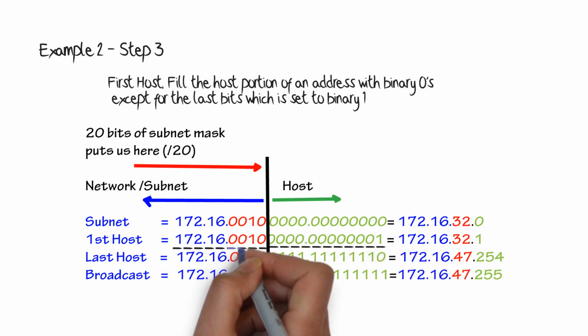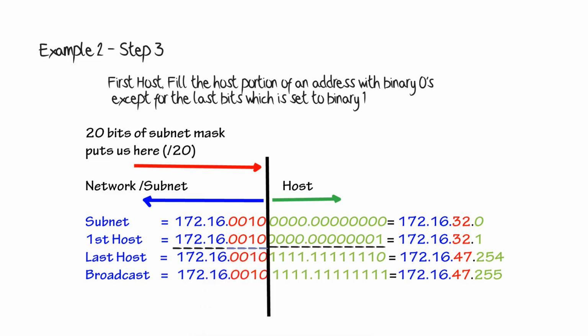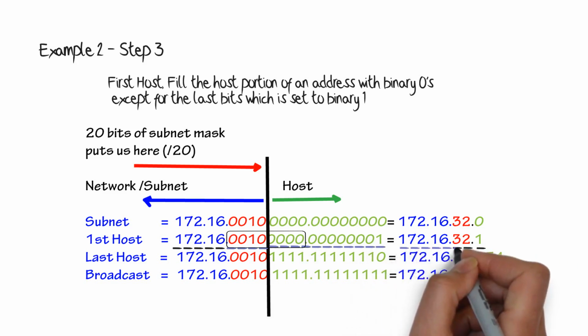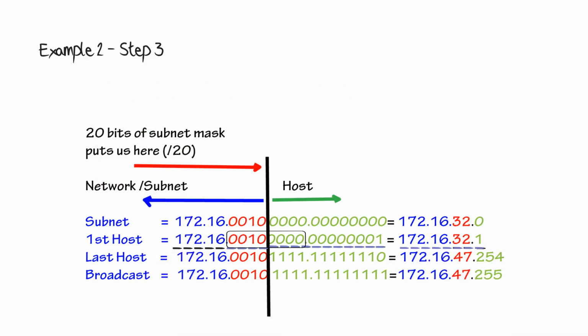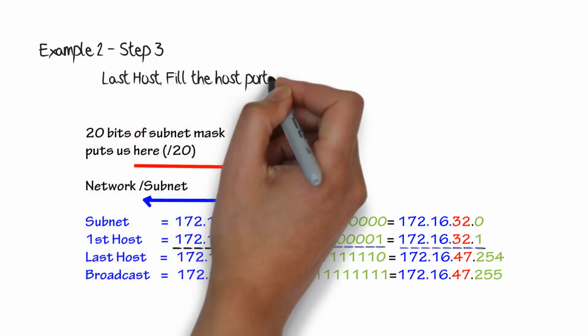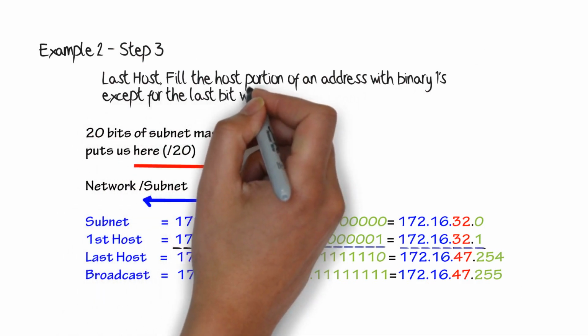Once again, the third octet consists of 4 binary bits, which are part of the network or subnet, and 4 binary bits, which are part of the host portion. Those 4 red binary bits, together with those 4 green binary bits, give us a decimal value of 32. The last octet is 7 binary zeros, followed by a single binary 1, which is equal to decimal 1. So the first host address is 172.16.32.1.